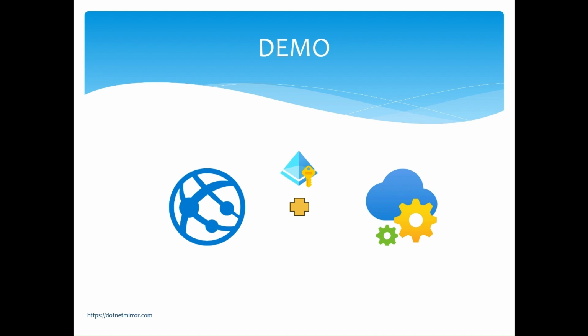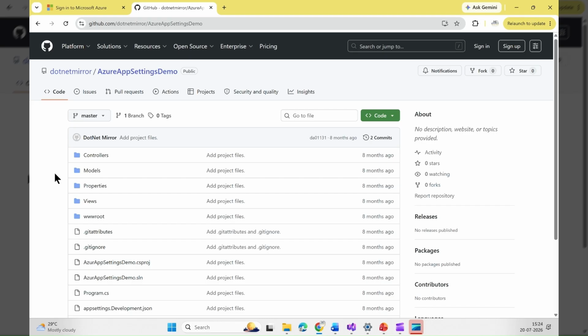I'm going to switch over to Visual Studio. I have got a basic ASP.NET application up and running. In my previous video, I talked about how to read app settings locally and how to deploy that to Azure App Service, and this is the code base. I'm going to use a similar code base structure here. You can go and watch my previous video.